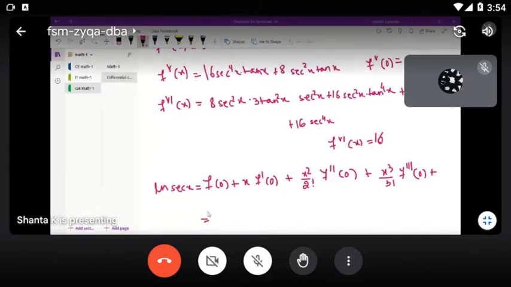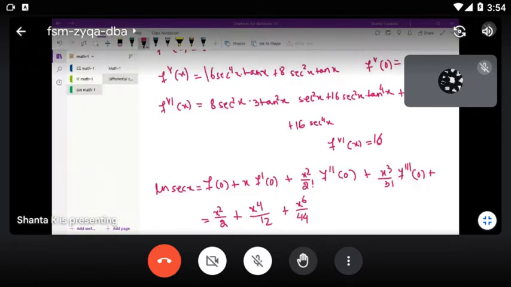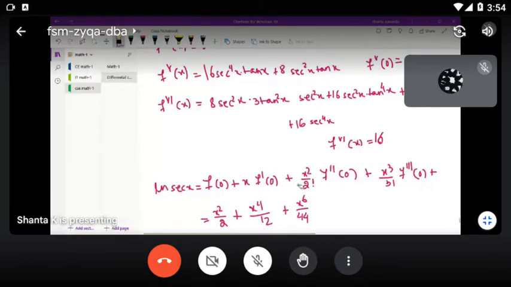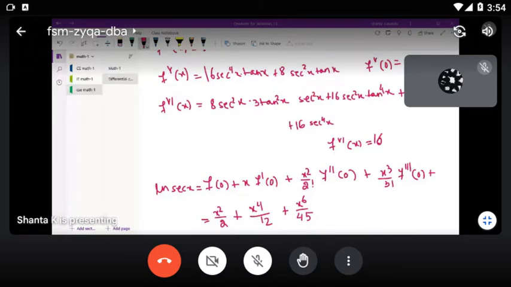X square by 2 plus x power 4 by 12, x power 6 by 45. It's the same for the others. We directly look at the derivative.